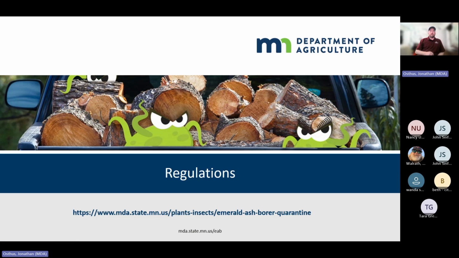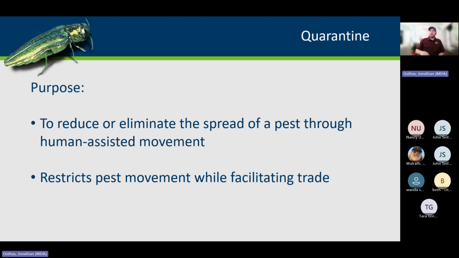All right, so now I'm going to touch on regulations for emerald ash borer. So we have quarantines in place. We have both an internal quarantine and an external quarantine. The purpose of the quarantines is to reduce the spread of a pest through human-assisted movement. And so we're trying to restrict pest movement while still facilitating trade that people are doing.